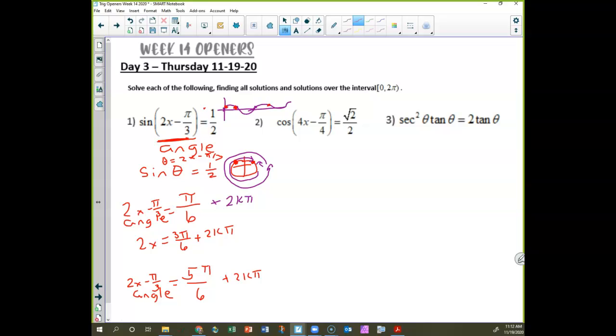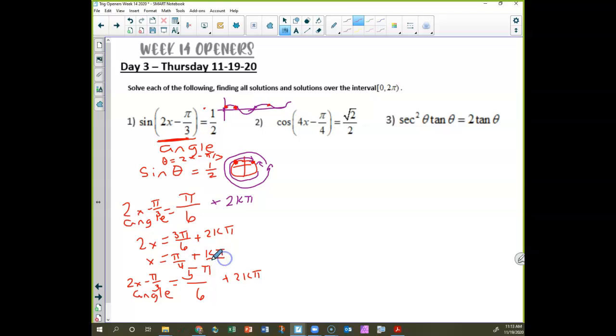Hannah, how do I get x there by itself? I divide by 2. Or if you would prefer, because you have fractions, if you'd prefer to multiply both sides by a half, that's okay as well. 2x times a half is just x. 3 pi over 6, or pi over 2, times a half is pi over 4. 2k pi times a half is k pi.